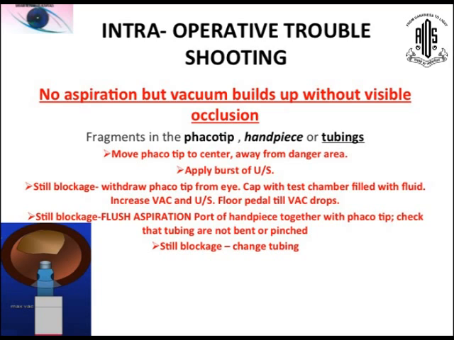Still a blockage: withdraw the phaco tip from the eye, get the test chamber filled with fluid, increase the vacuum and ultrasound, and flow the pedal till the vacuum drops. Still there is a blockage: flush the aspiration port of the handpiece together with the phaco tip, and check that the tubing is not bent or pinched.